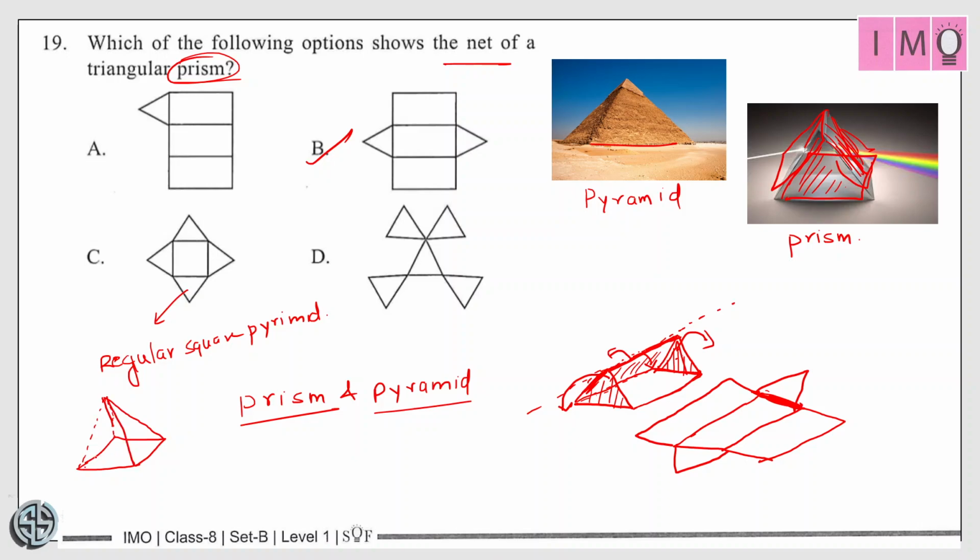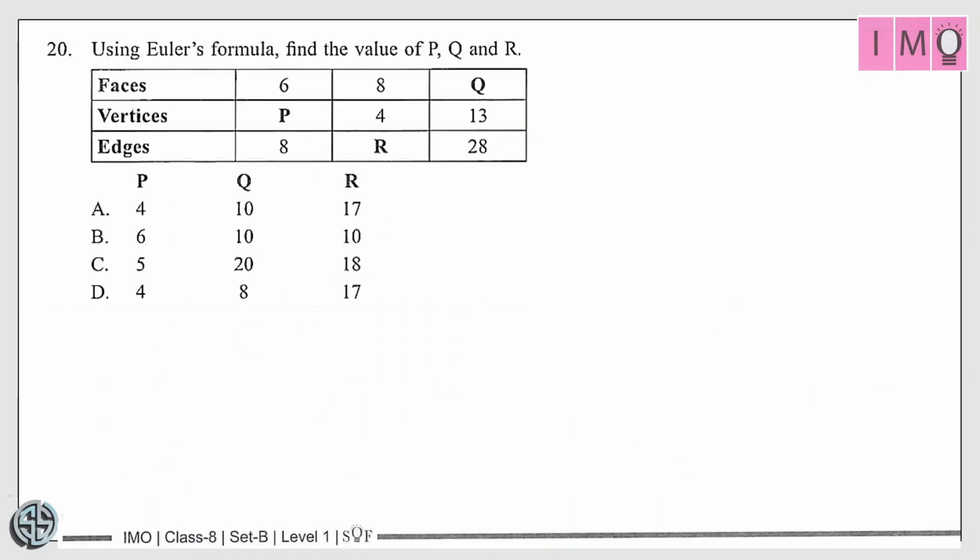So when you form the net, you can see the base is a square, so that is the net here. This is the base, and when you open the four faces, which are triangular faces, you will find this is a square pyramid, and this is for the triangular faces, so this will be our correct answer, option B. Now let's move to the next question.